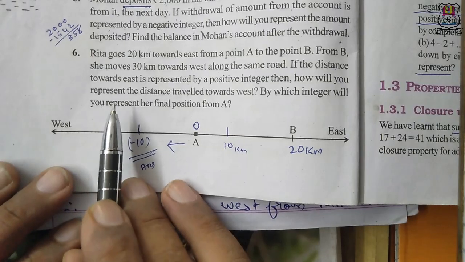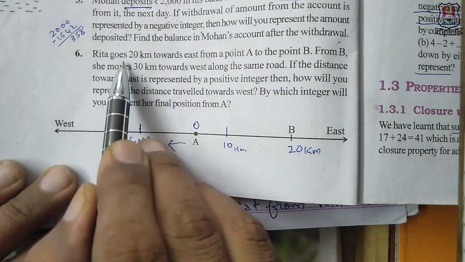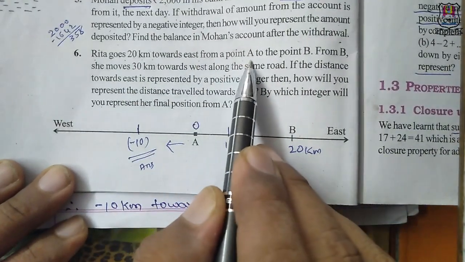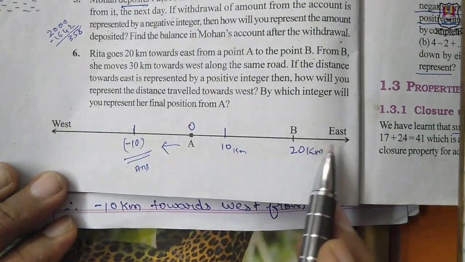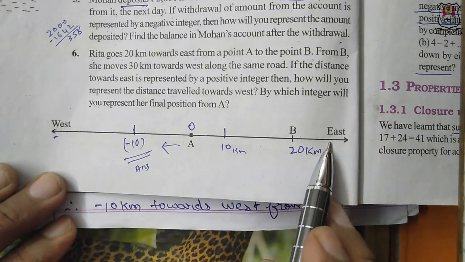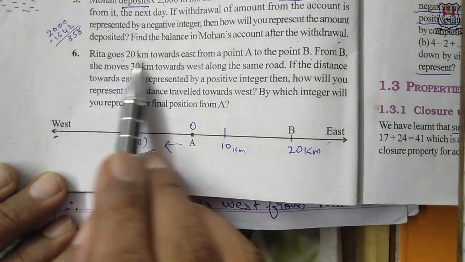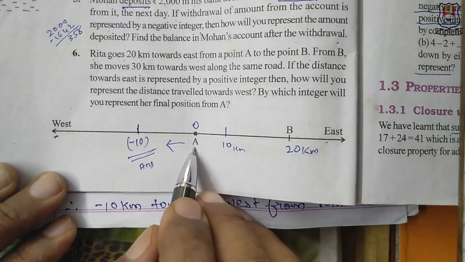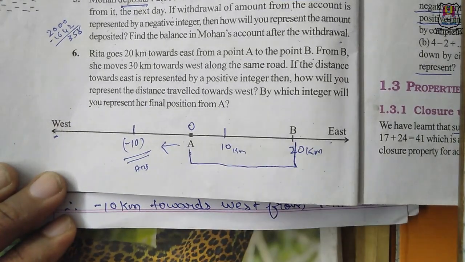Going for question number 6. Rita goes 20 km towards east from point A to point B. Now here there is a figure given. This is saying that this is the west direction and this is the east direction. Now Rita traveled 20 kilometers towards east. East is on the right side. So she traveled from point A to point B. So this is 20 kilometers.